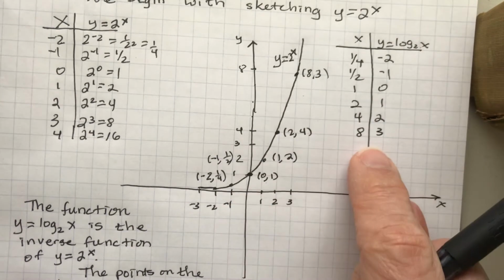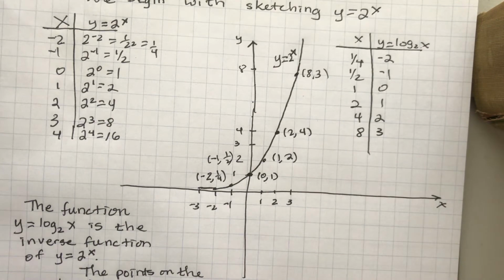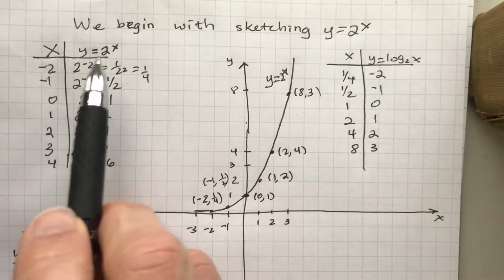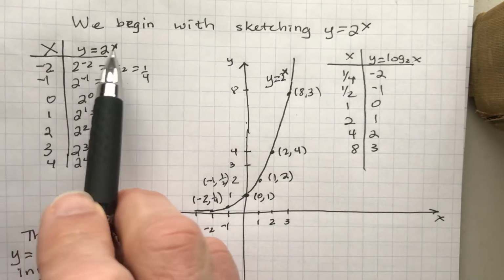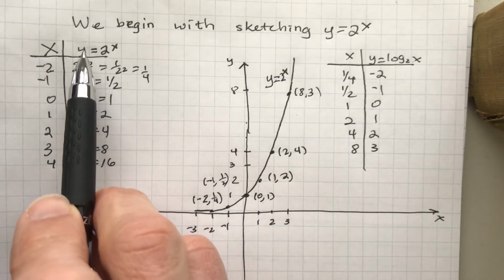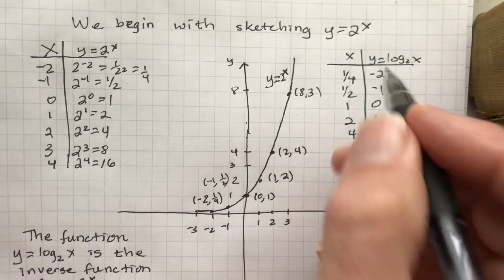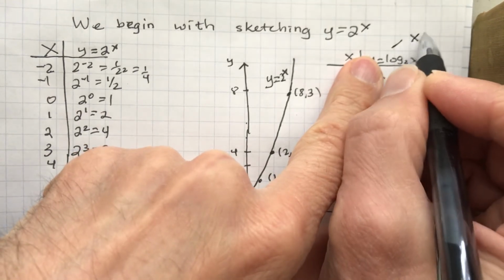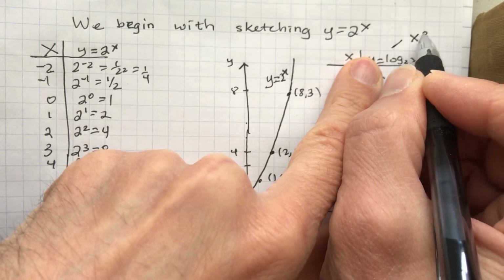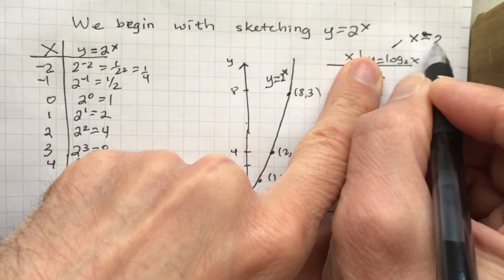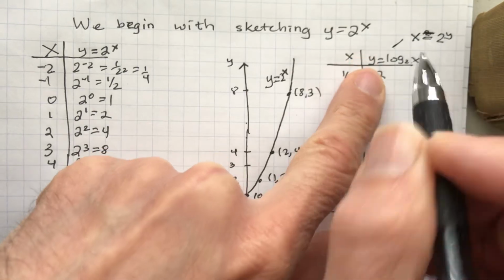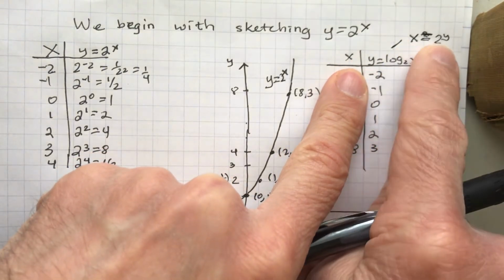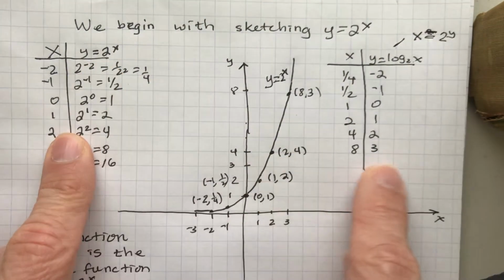Okay, so this is the logarithm. This is the inverse. This is true of any function and its inverse. To find the inverse, you swap the x and y. So when you have y equals 2 to the x, this is the same as x equals 2 to the y. That's what y equals log base 2 of x means. It means x equals 2 to the y. You swap x and y.